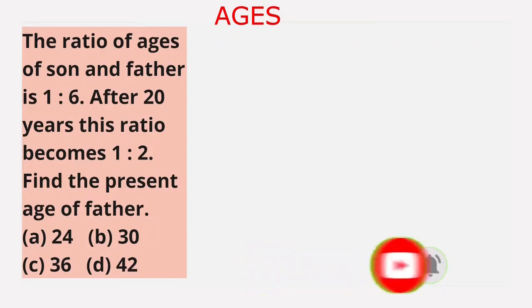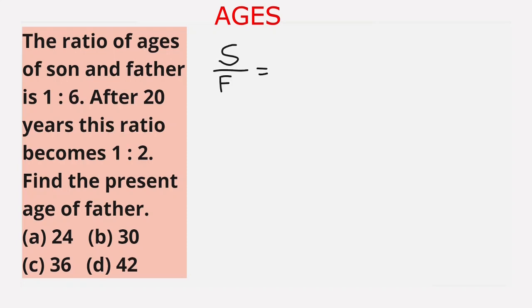We are going to solve this question by the method of concept as well as by the shortcut method. It is given that the present ratio of son and father is 1:6. So I write S for son and F for father, and son ratio father is 1:6, so I write it as x ratio 6x.